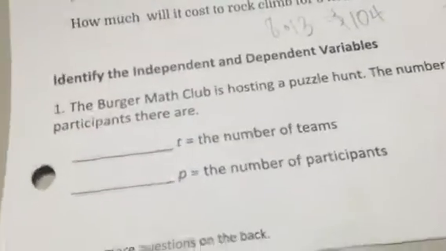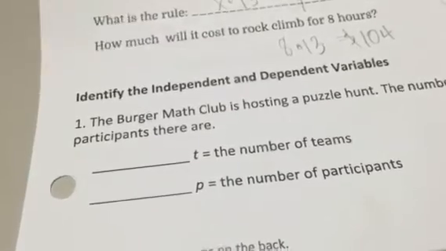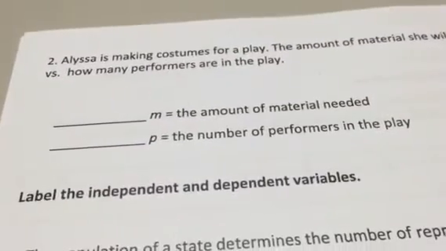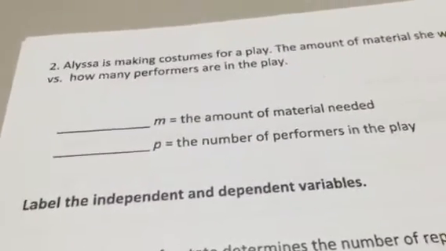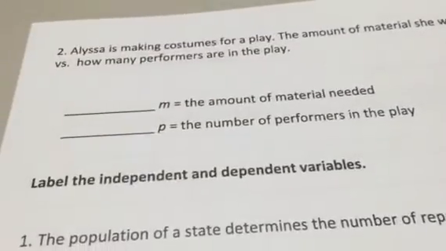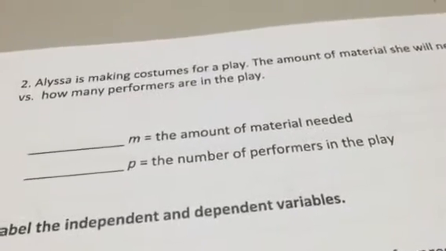All right, the next section of your homework is just identifying independent and dependent variables. So for this one, let's flip to number 2 also. It's on the next page. It says, Alyssa's making costumes for a play. The amount of material she will need for the costumes versus how many performers are in the play.